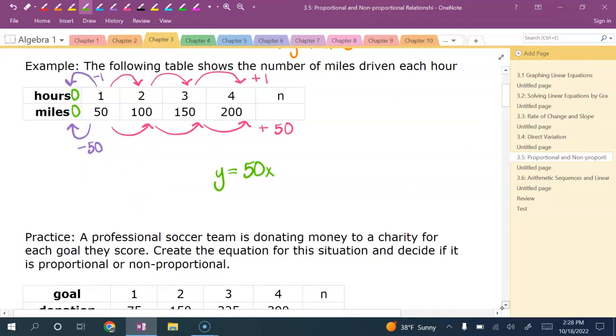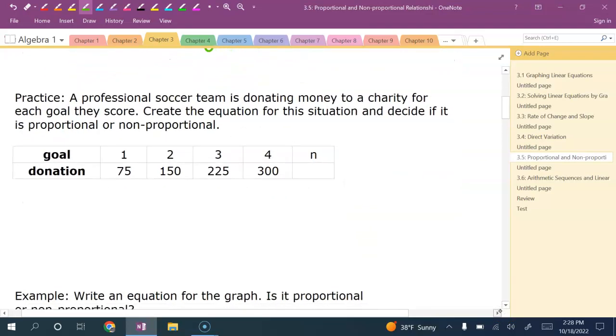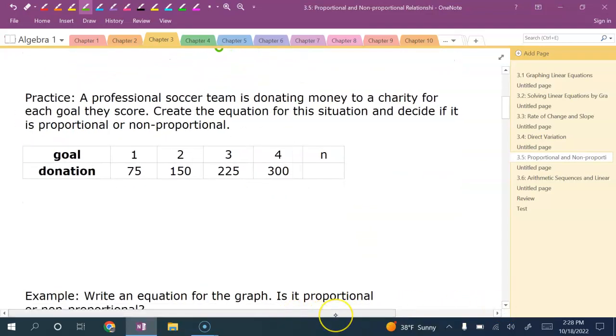So take a look at this practice problem. Decide if you think that it's proportional or not. And if it is proportional, try to write the equation for it by finding the slope.